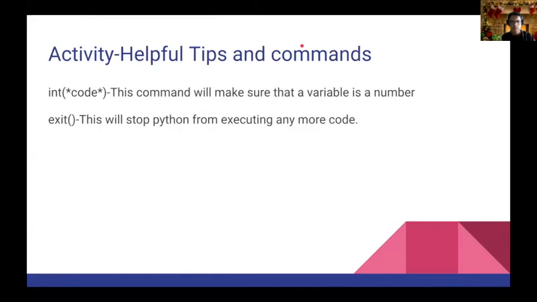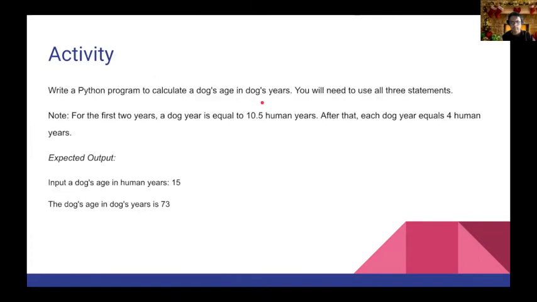Before that, here is an activity for you before you do all of that. Some helpful tips and commands. For int code, make sure that the variable in it is a number, otherwise it will stop the code. Exit will stop Python from executing any more code after this. It's all using things you've already revised.